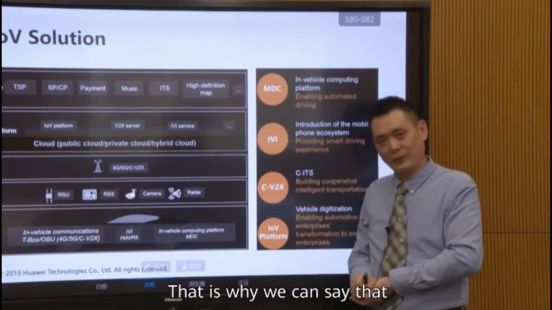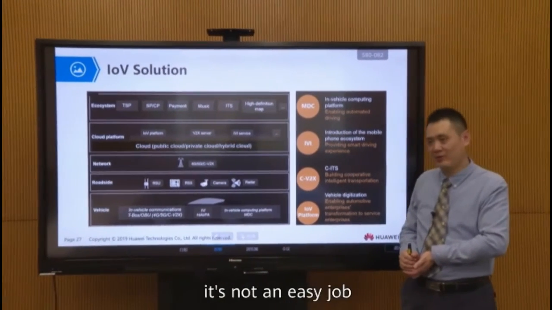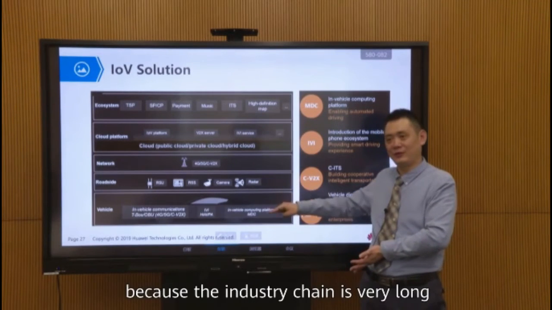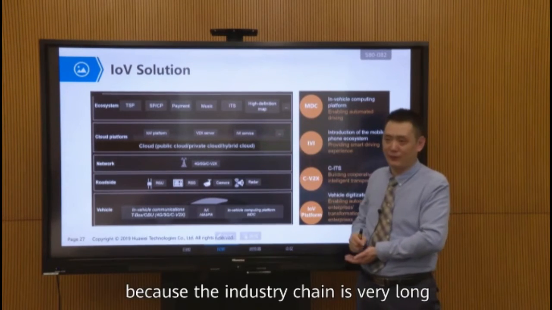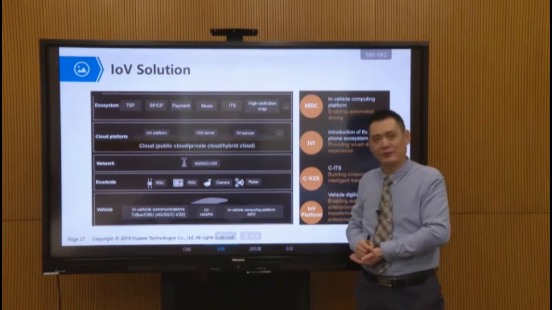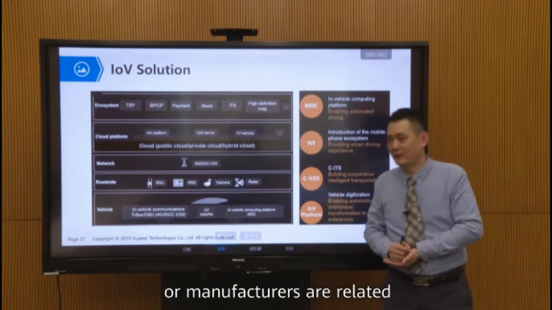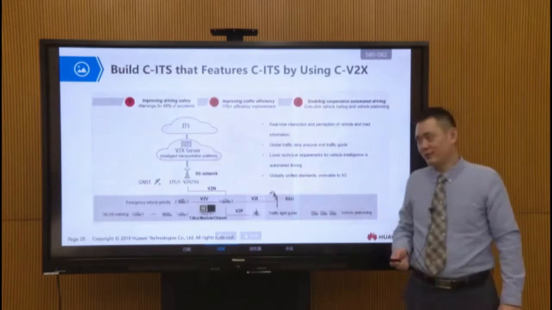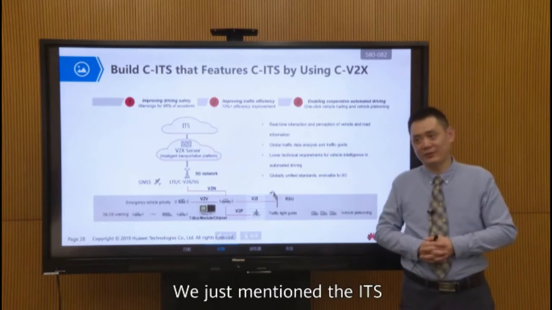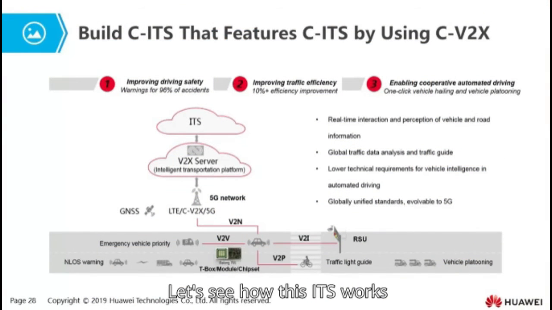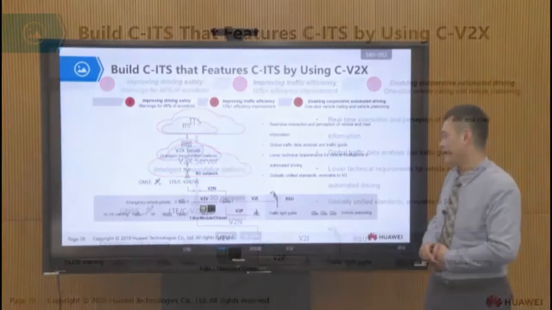So that is why we can say that this is not an easy job, because the industry chain is very long. Many kinds of vendors or manufacturers are related, and they need the cooperation with each other. We just mentioned the ITS. ITS means Intelligent Transportation System, right? Let's see how this ITS works.